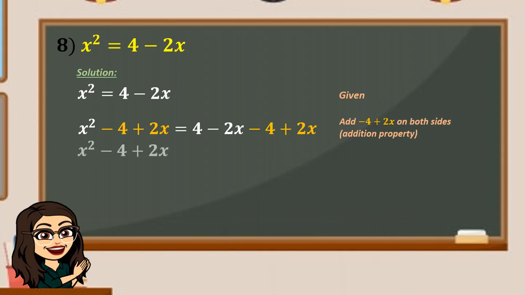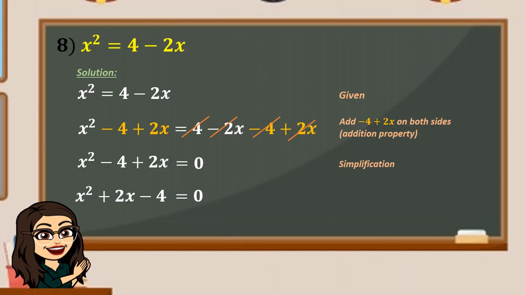So bring down what is written on the left side, then equal sign. Then for the right side, we're going to cancel 4 and negative 4. Same with negative 2x and positive 2x. So this is now equal to 0. Then simplify the given. We have now x squared followed by 2x and then negative 4, then equals 0. So this is now the standard form of the given.